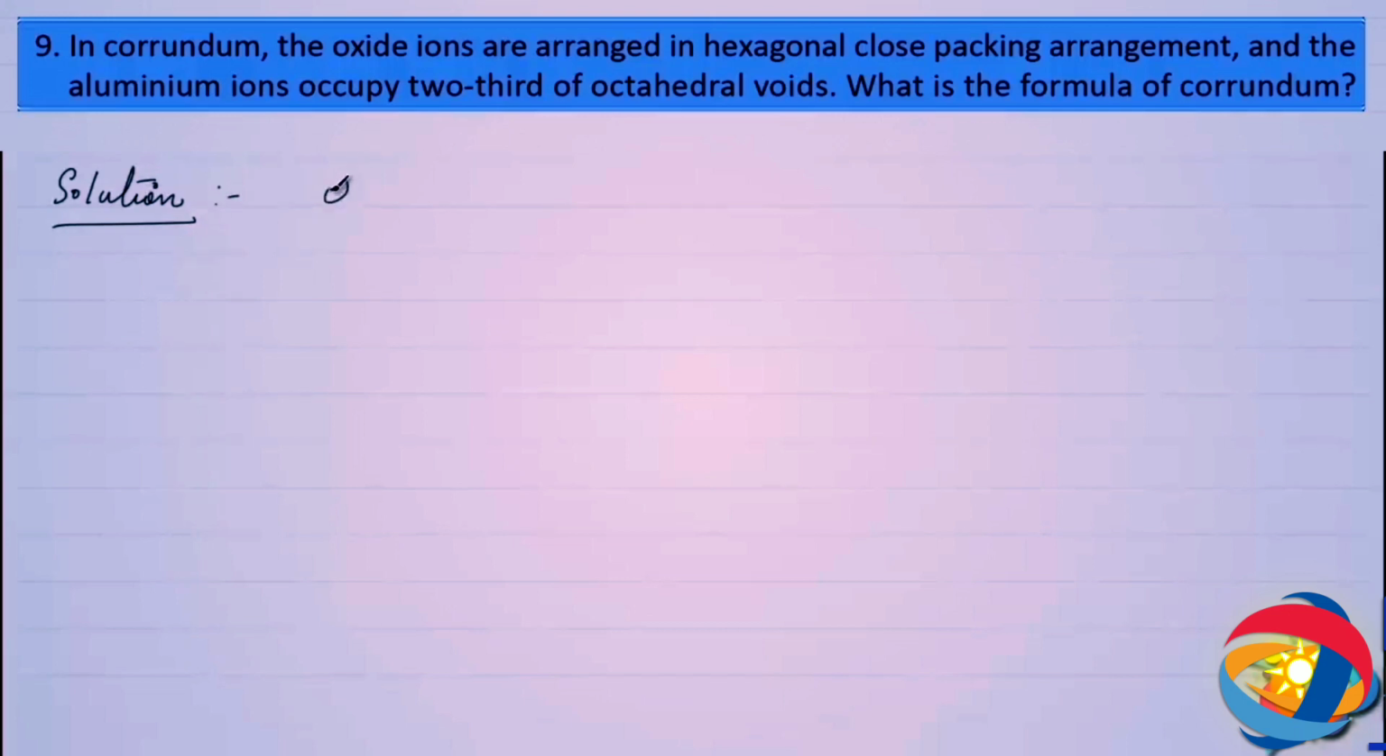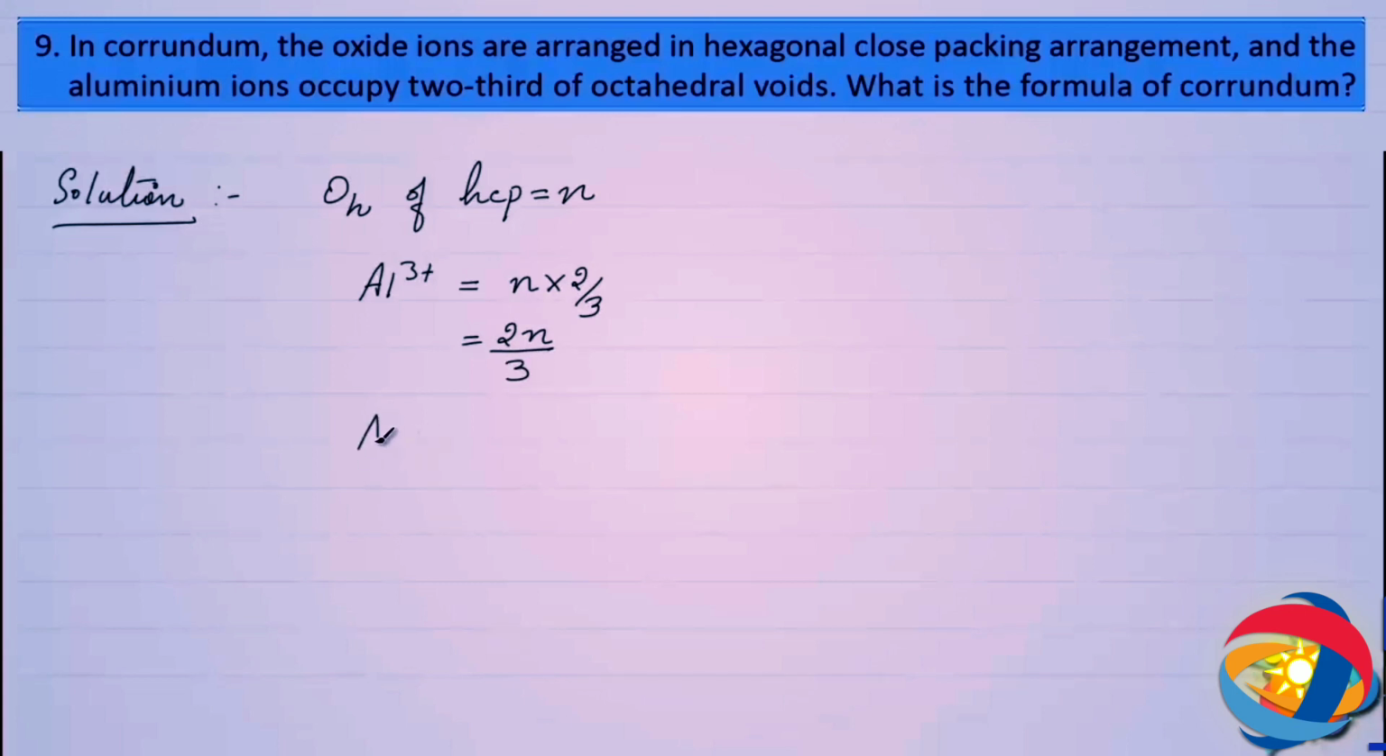When the number of oxide ions involved in HCP is considered as n, the number of octahedral voids will be n. As the aluminium ions occupies 2/3 of the octahedral voids which are available, then the number of aluminium ions occupying the octahedral voids are given by n into 2 by 3, which is equal to 2n by 3.